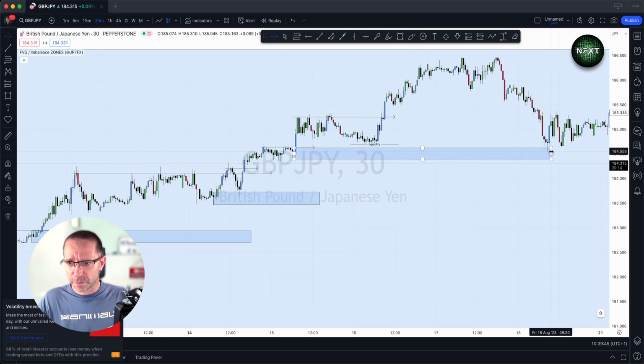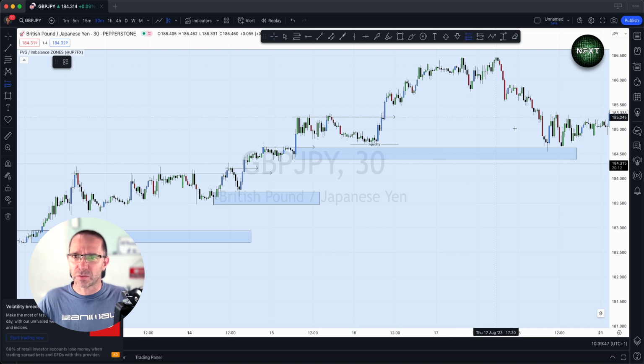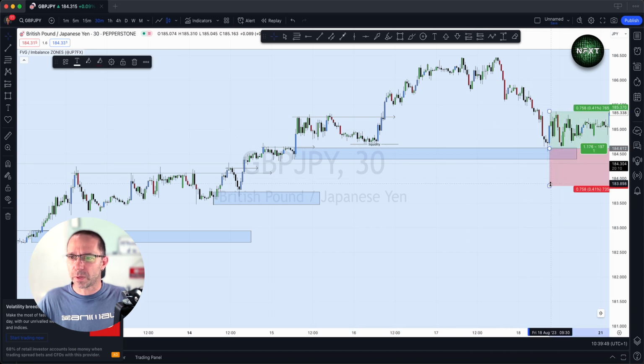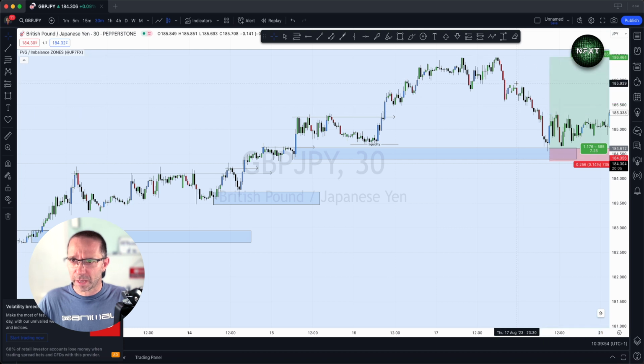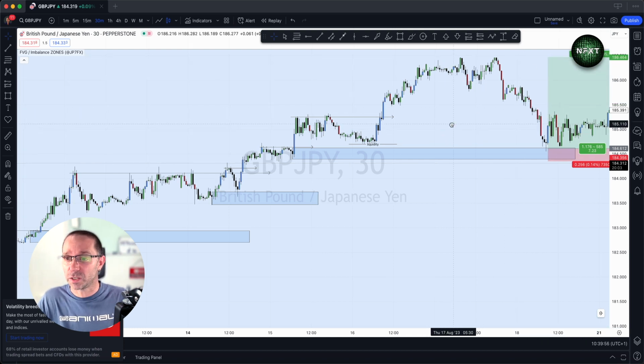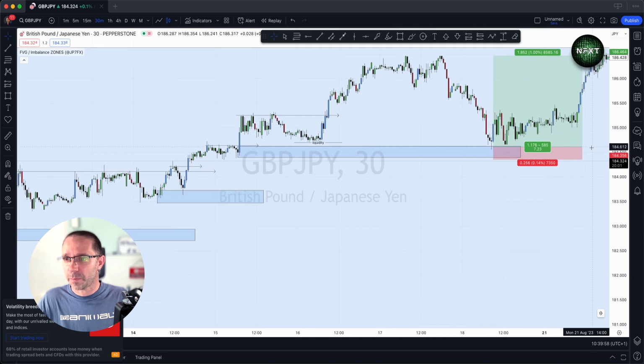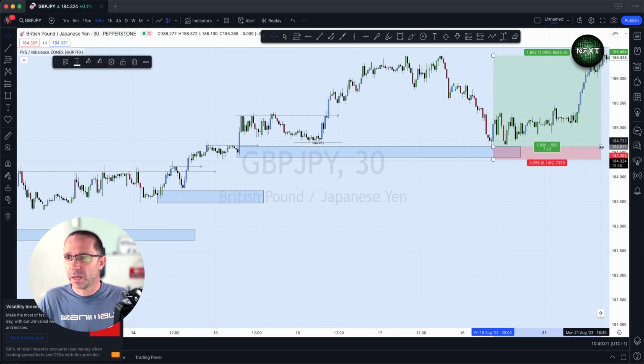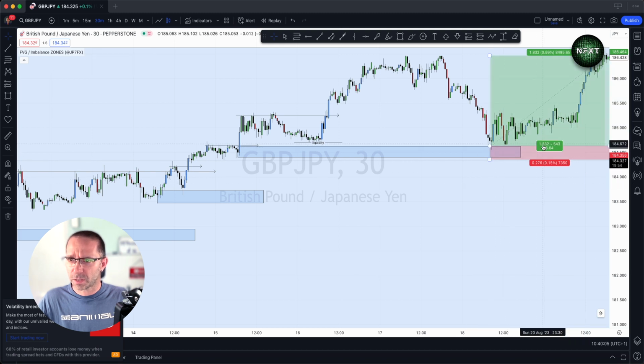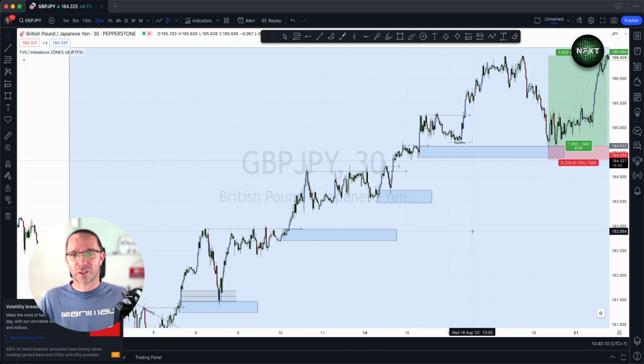So we have this pullback into this demand. If we have an entry here, we would then simply look for the market to go for the high, which is here. Looking for that continuation in the trend. Let's just see if this does actually happen. And we do hit that high. Let's move this across. So we have there over 6-1 risk reward again. And that's how you can start using the one time frame entry approach with the use of line chart supply and demand in your trading.